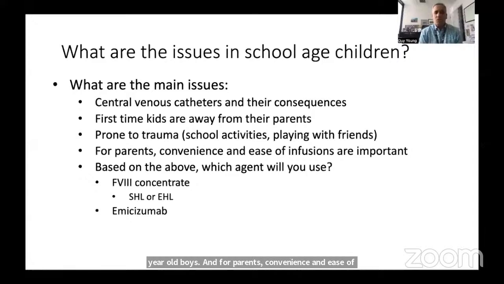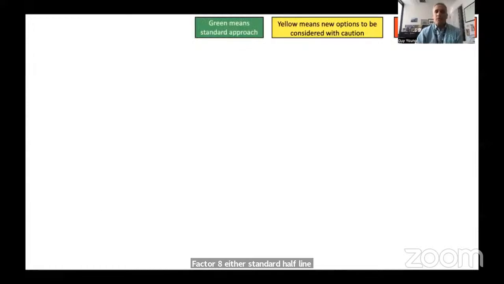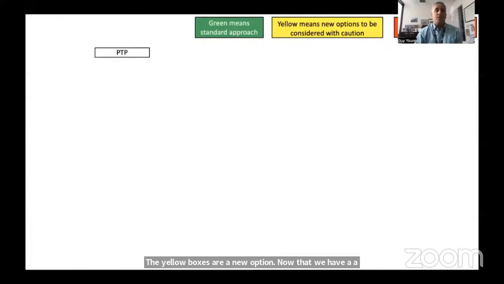And so based on all of these issues, which agent might you use for a child of this age? Factor VIII, either standard half-life or extended half-life, or emicizumab. So I put together an algorithm here, and I'll walk you through this. The green boxes mean that this is the standard approach. The yellow boxes are a new option, now that we have emicizumab, that could be considered with caution, and the red boxes are the limitations of any of the approaches.